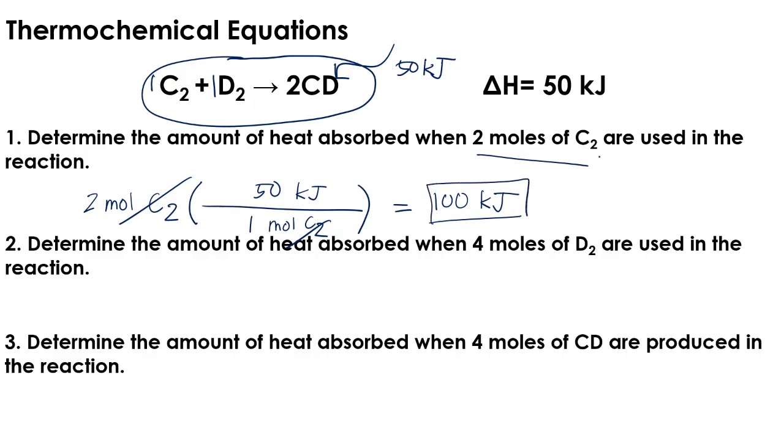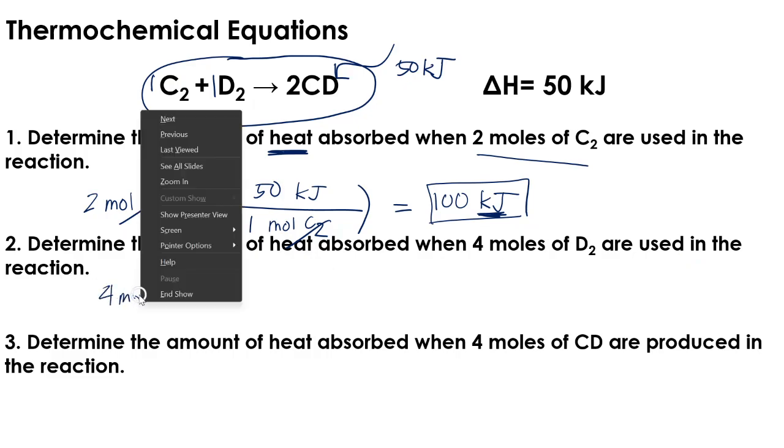So when 2 moles of C2 are used in the reaction, then 100 kilojoules of heat is absorbed in the reaction. So the unit is still kilojoules. Note that heat is a form of energy, so this is still the unit for heat in this problem. Let's go to the second problem, or the second question here. Determine the amount of heat absorbed when 4 moles of D2 are used in the reaction. So again, 4 moles of D2.